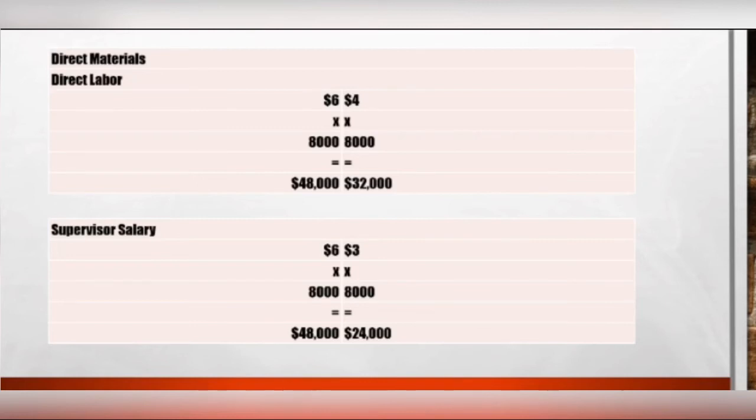So, the per-unit cost is 6 pesos and 4 pesos. 6 times 8,000 is 48,000. 4 times 8,000 is 32,000. And then the supervisor salary, the amounts are 6 and 3. 6 times 8,000 equals 48,000. And 3,000 times 8,000 equals 24,000.